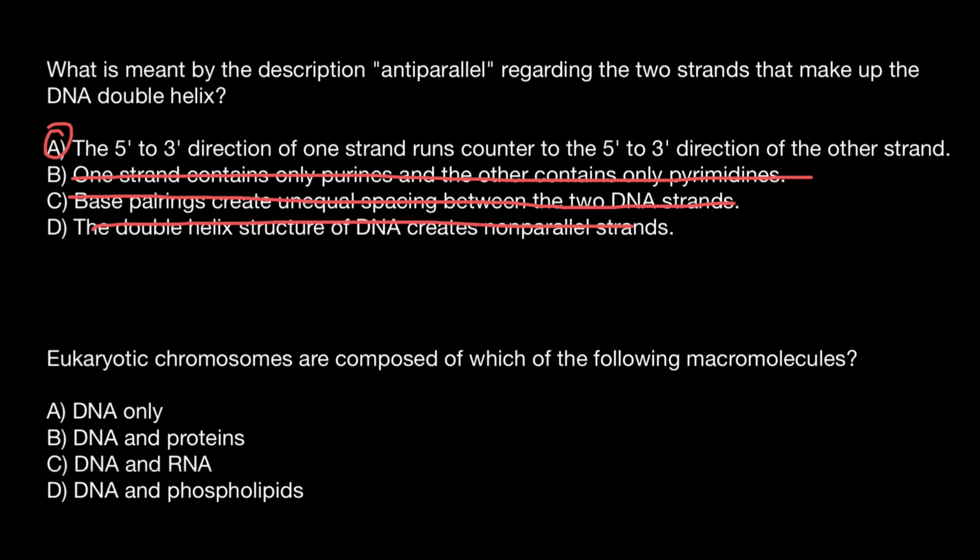Now we can choose the correct answer. Eukaryotic chromosomes are composed of which of the following macromolecules? Variant B is the correct answer. Eukaryotic chromosomes are composed of DNA and proteins, or histones.